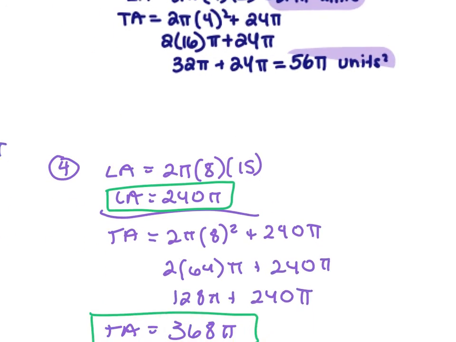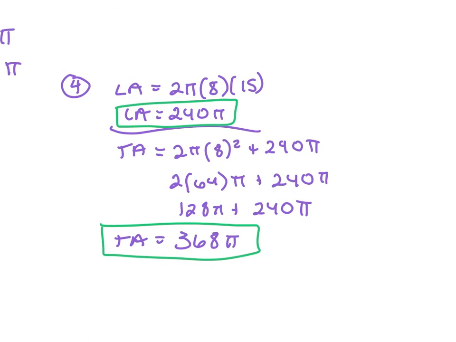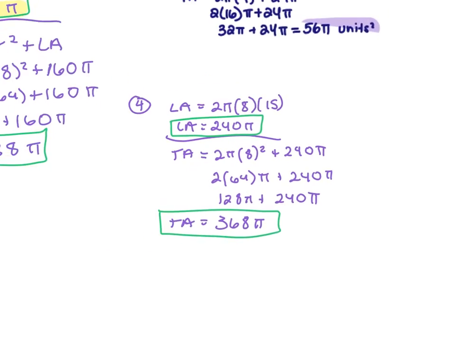Okay, number 4. Lateral area is 240 pi, and total area is 368 pi. Now, on any of these, if you need them explained, let me know, and I'll walk you through. Again, the cylinders and the cones are the easier. They're a lot easier than the pyramids. Definitely easier than the pyramids. All right, next.